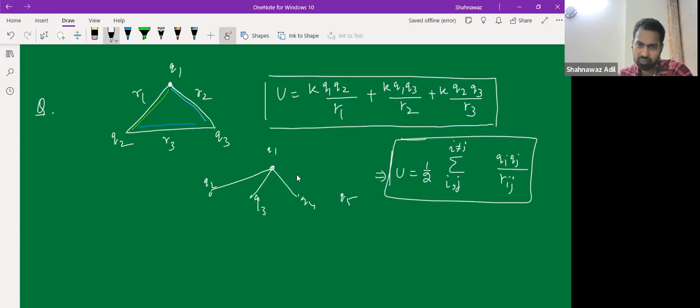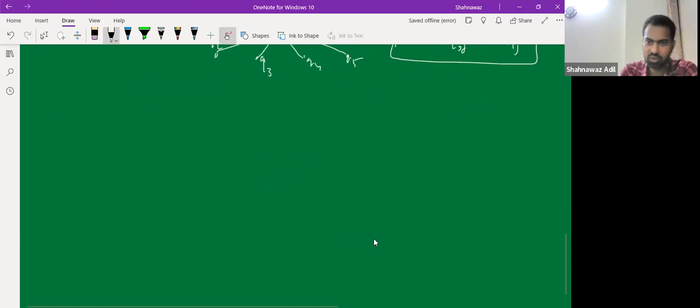Okay, so now let us do one question. I wanted to do the potential energy of dipole also, but I guess we have to do it in the next class. I wanted to start capacitor in the next class.